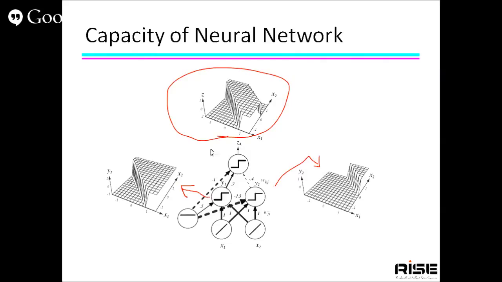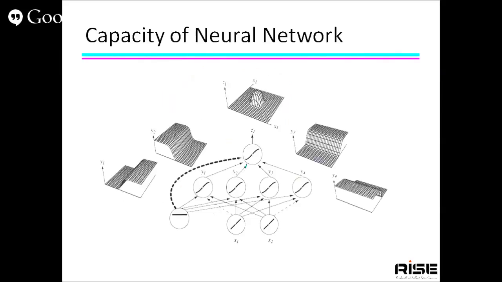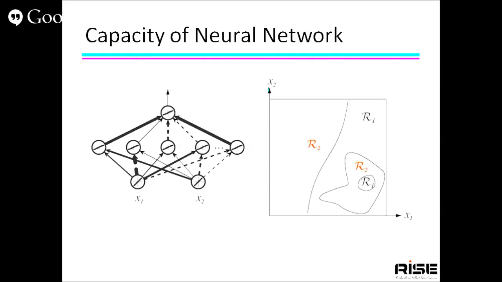Or in other words, the capacity of a neural network is much higher than a single perceptron. So we'll see some more examples. Consider this example. Here I have 4 perceptrons in the hidden layer, and this is the boundary for the first perceptron, this is the boundary for the second perceptron, this is the boundary for the third perceptron, and this is the boundary for the fourth perceptron. And when you take a union of these boundaries, you get a nice bump shaped classification region.